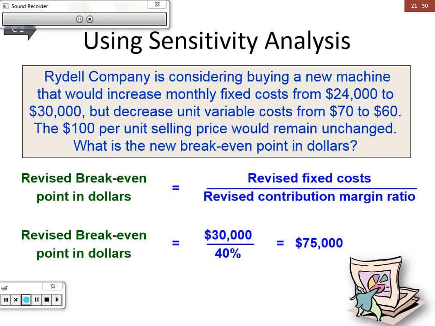Fixed cost of $24,000 divided by the contribution margin ratio, which is what? Because we're going back to this over and over again. Like, how do you get the contribution margin ratio? In order for you to get the ratio, you need to find out the contribution margin per unit. Contribution margin per unit is sales per unit minus variable cost per unit, right? And then once you get the contribution margin per unit, you take that and divide it by what? Selling price.